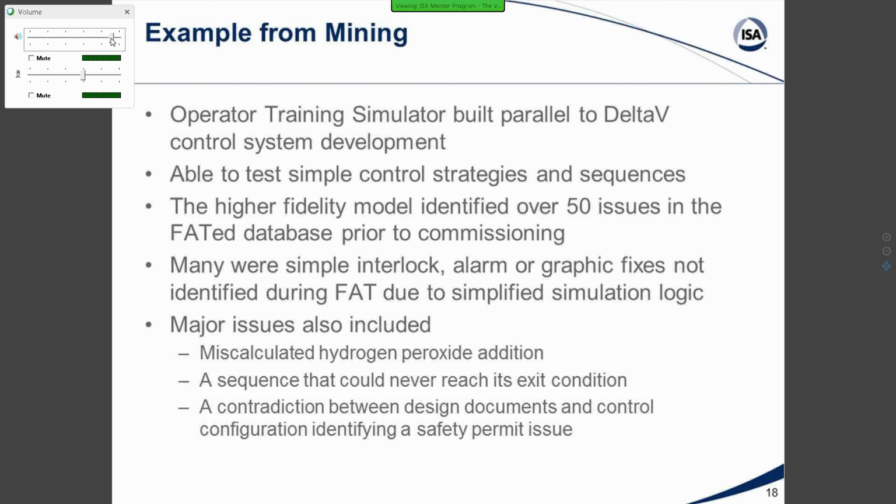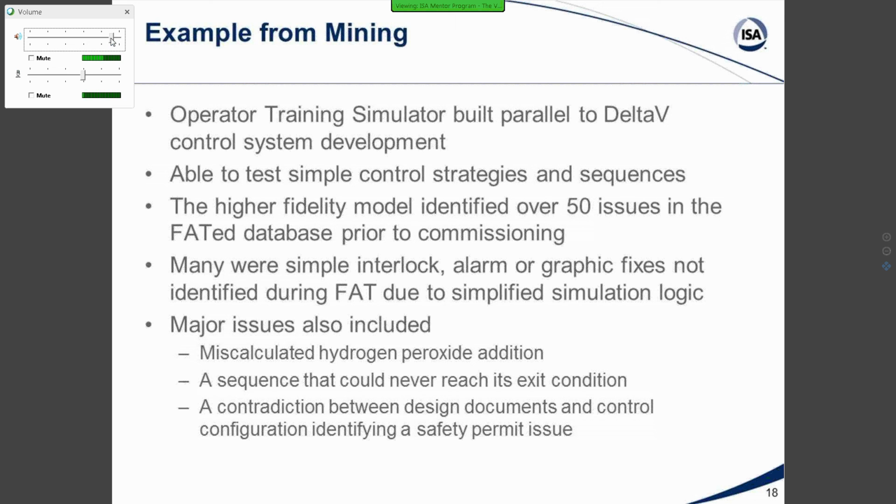Other major issues that we identified included a hydrogen peroxide addition miscalculation where the mole ratio was off. That would otherwise have had serious implications on how much hydrogen peroxide they were adding, potentially causing a runaway reaction in one of their tanks.